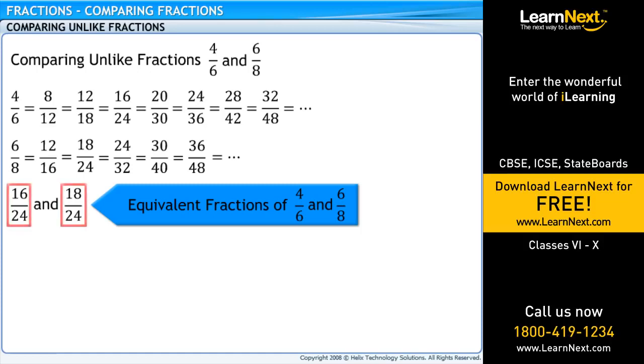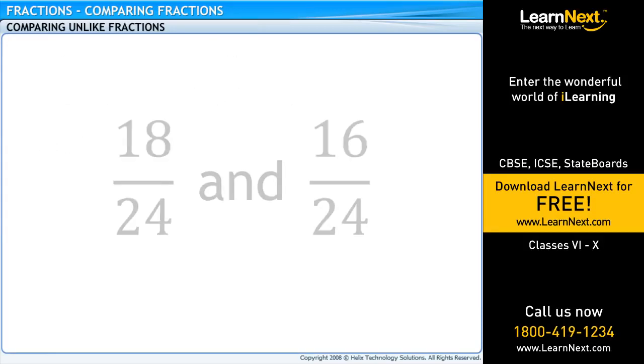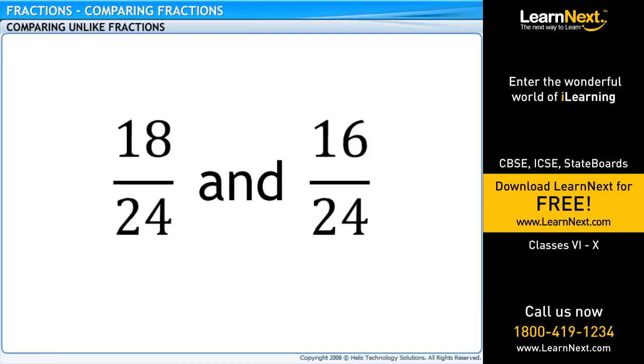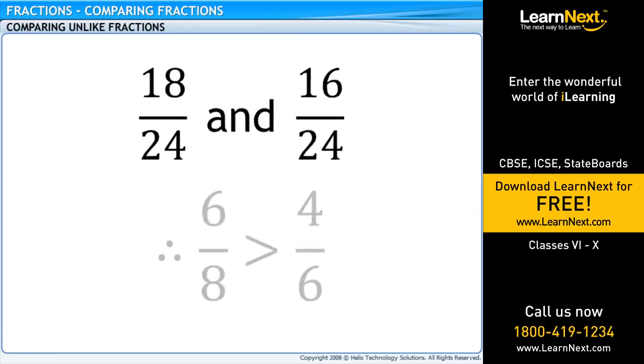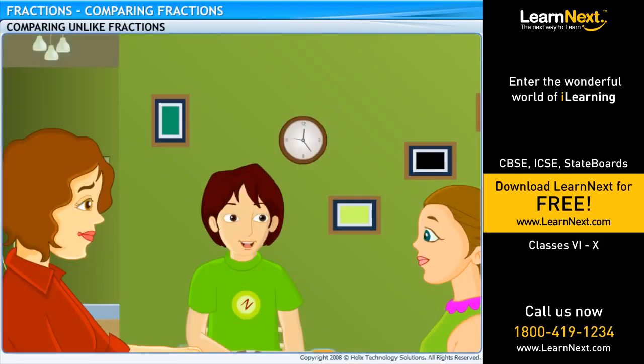Now, Jenny, how do we compare like fractions? Since the numerator 18 is greater than the numerator 16, 18 upon 24 is greater than 16 upon 24. And so, 6 upon 8 is greater than 4 upon 6. Yippee! I have eaten more than you. Ha ha!